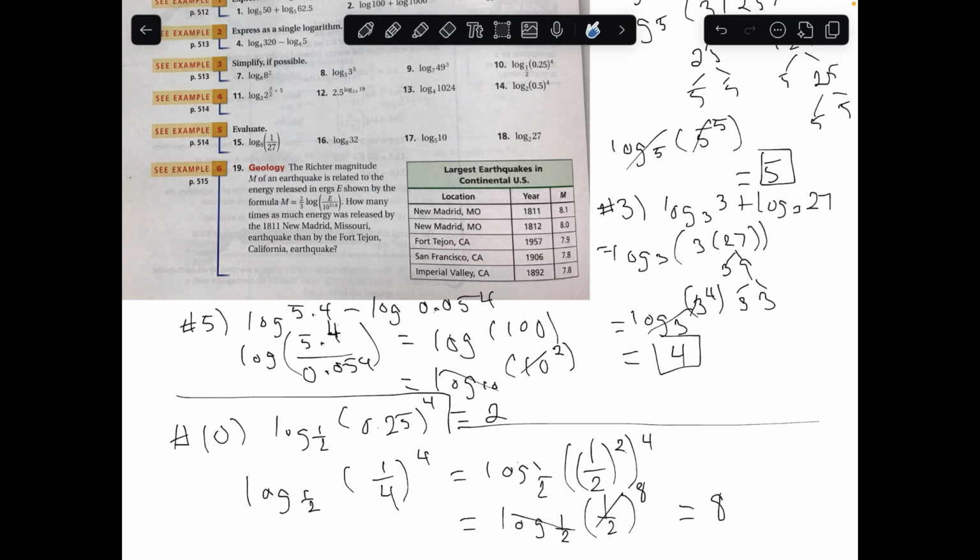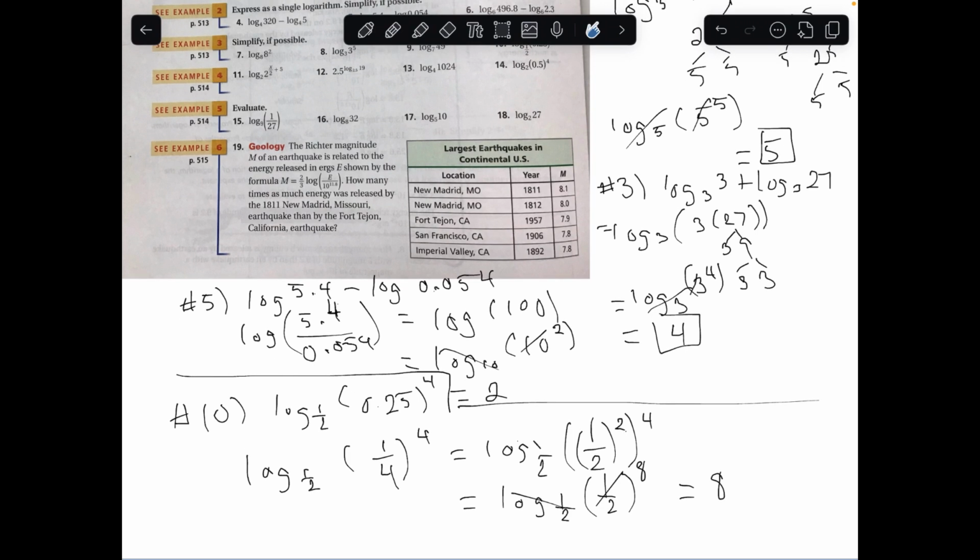All you have to do, though, is factor your 1024 in terms of fours, and then that becomes very simple to do. Let me put it that way. All right, so let me do number 14.